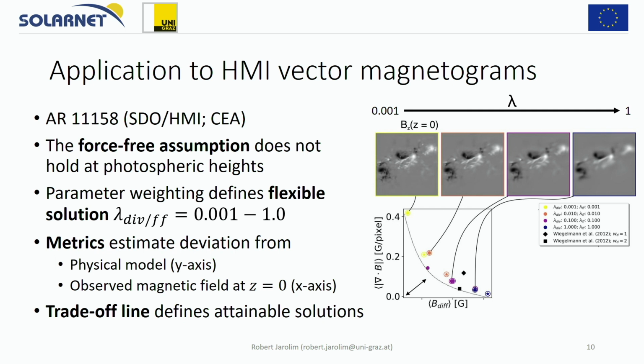And when you look at those two black symbols here, those relate to a recent state-of-the-art method for force-free extrapolations, and from this we can see that this same trade-off line, basically this limit, also holds for other methods.